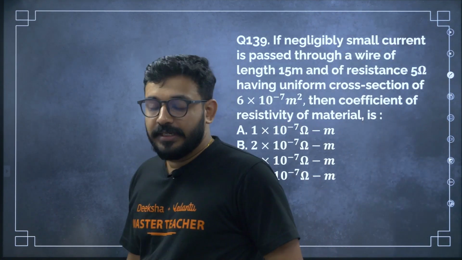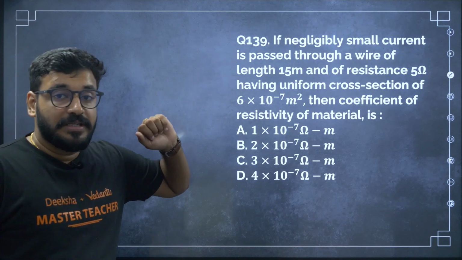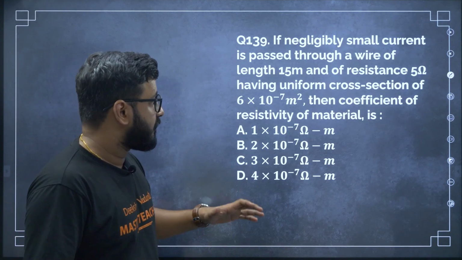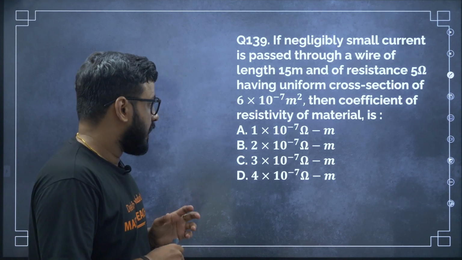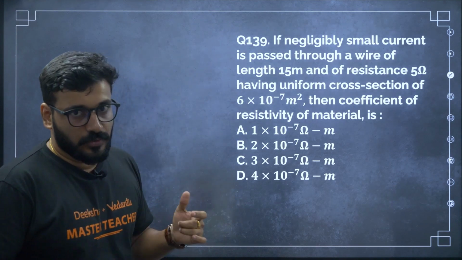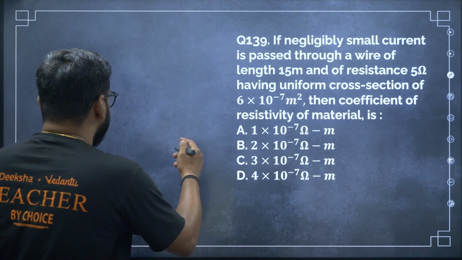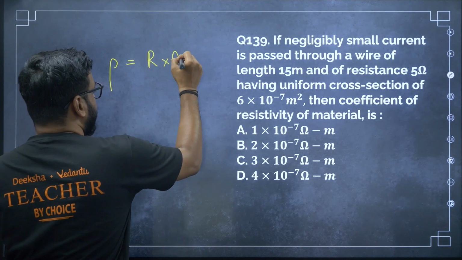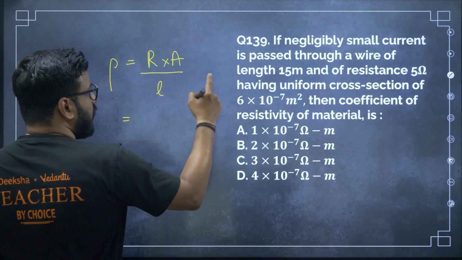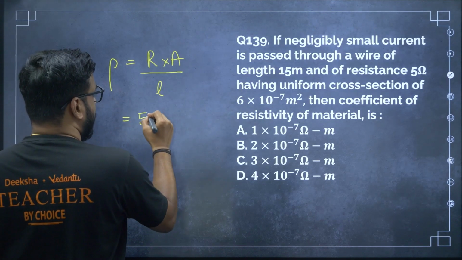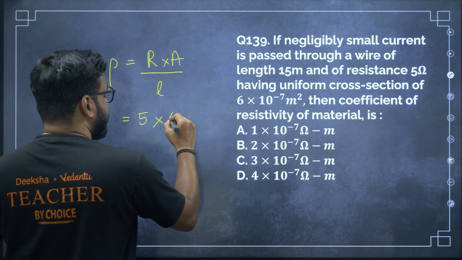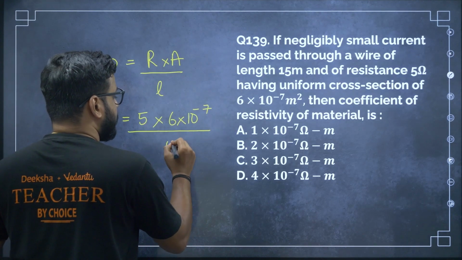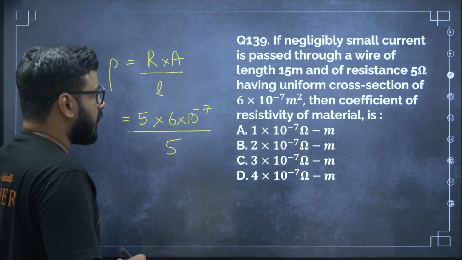Question 139. If a negligibly small current is passed through a wire of length 15 meter and resistance 5 having uniform cross section, then the coefficient of resistivity is. Now this is a very straightforward question. We just saw the formula. The formula is R into A divided by L, resistivity. Resistance is given as 5 and area is 6 into 10 to the power minus 7 divided by length.